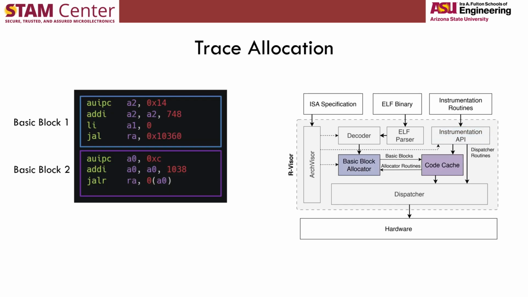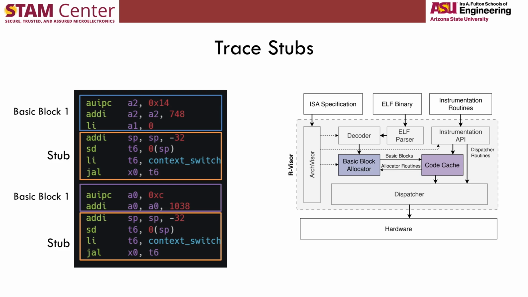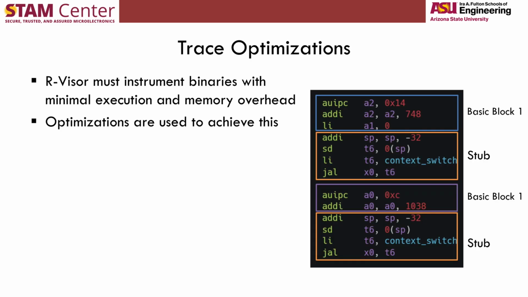So traces are one of the areas where we had to make a lot of design decisions for R-Visor. Within the context of R-Visor, we begin each trace as a basic block. Since after the trace executes we need to return control to the dispatcher, we include a stub at the end of each trace. The stub contains code to trigger a context switch routine, and that enables us to return control to the dispatcher. Another consideration with respect to our traces is that we need to ensure that they run with minimal overhead, in terms of both execution and memory.